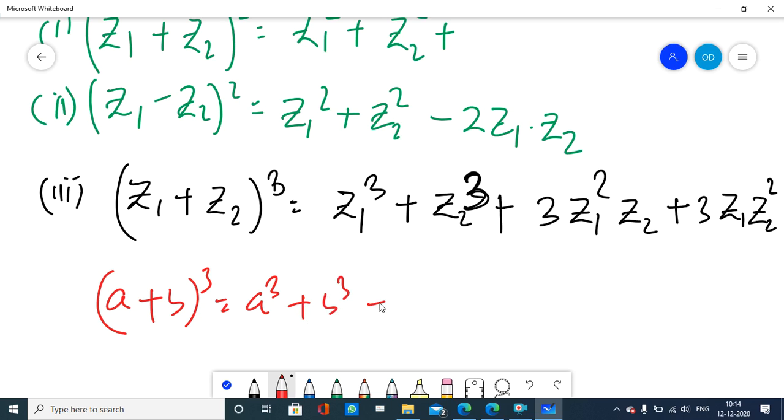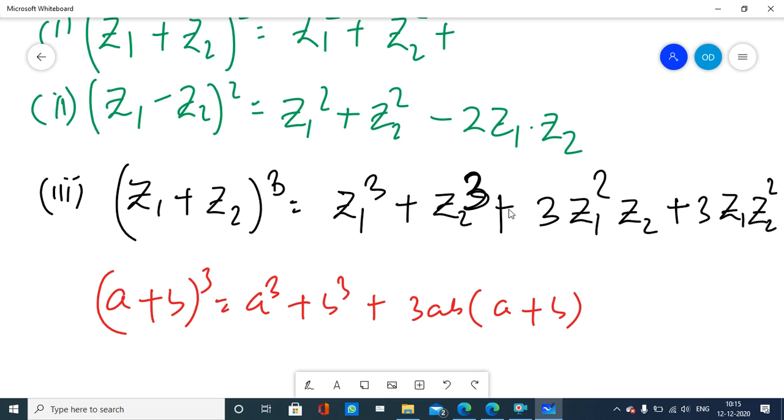And what is that way? That is a cube plus b cube plus 3ab into a plus b. Very simple. (a plus b) whole cube is equal to a cube plus b cube plus 3ab into (a plus b). As you can see, after applying the distributive law, 3ab into a gives 3a square b, plus 3ab into b gives 3ab square, you get the same result. Get my point so far? And it is a bit easier. Okay.